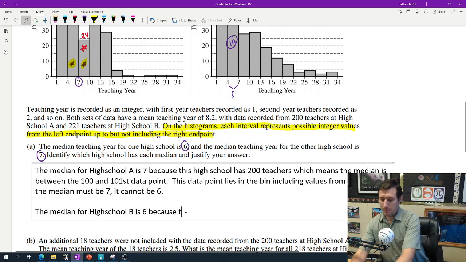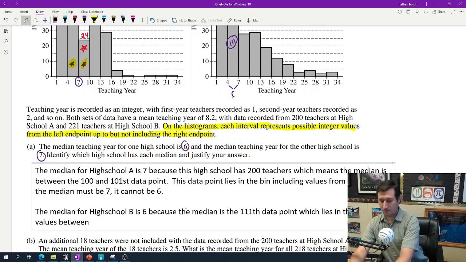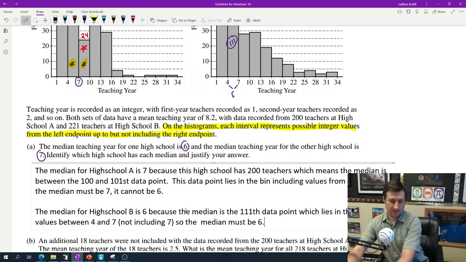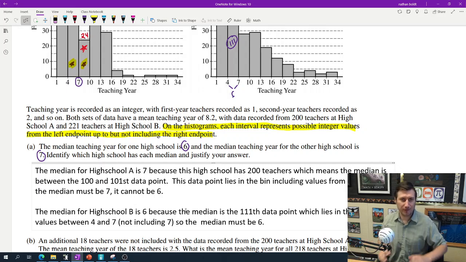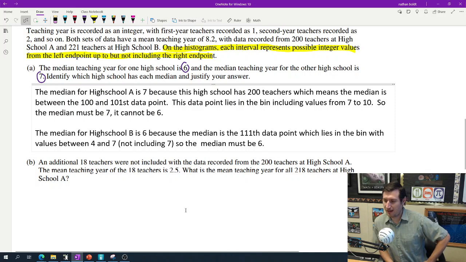Because the median is the 111th data point, which lies in the bin with values between 4 and 7. I might even put in not including 7, of course. So the median must be 6. Kind of a run-on sentence there. Sorry about that, but hopefully that makes some sense. Sorry for hiding some of the words there.